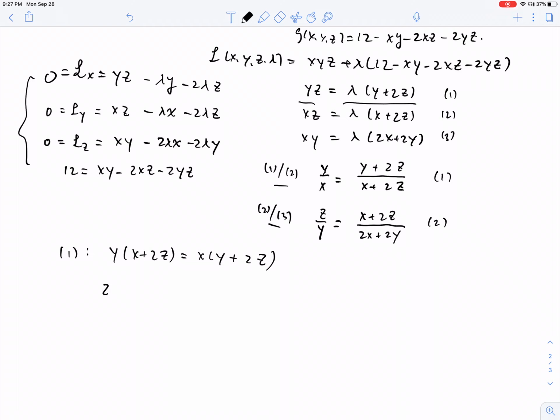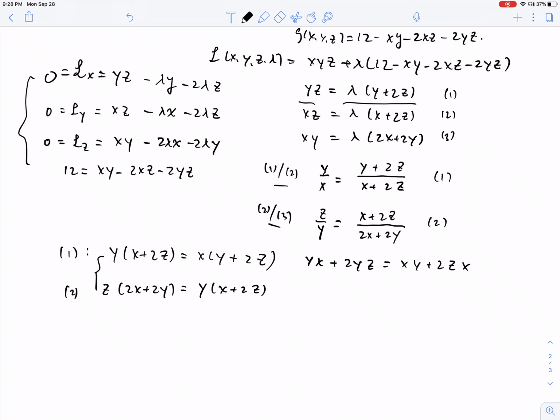And then here we have z times 2x plus 2y is equal to y and x plus 2z. Now, there is no guarantee that this method can lead to an easy equation, but on the other hand, it seems just a fine approach, right? We can always start over. So from the first equation and the second equation, let's just do this. It's yx plus 2yz is equal to xy plus 2zx, right?